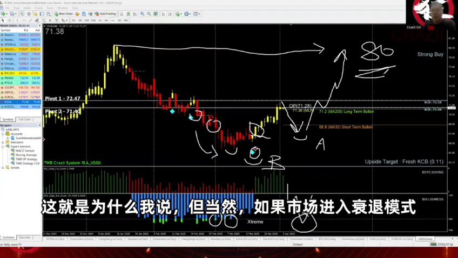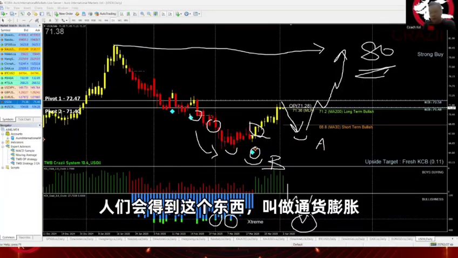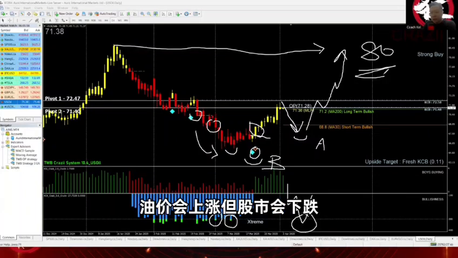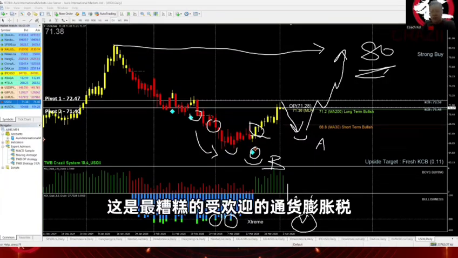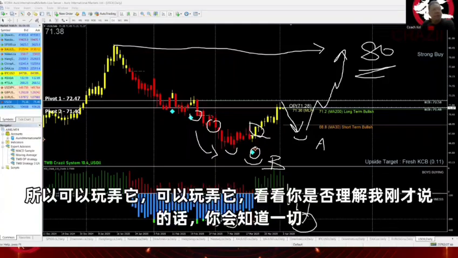But of course, again, if the market goes into recessionary mode, there's this thing called stagflation, whereby the economy is not doing well, but inflation is around, then it will be bad news, right? If that happens, the crude oil price will go up, but the stock market will fall. This is the worst when it comes to stagflation, where the economy is not moving much, but the inflation is high. Okay, so go and play around with it, yeah.